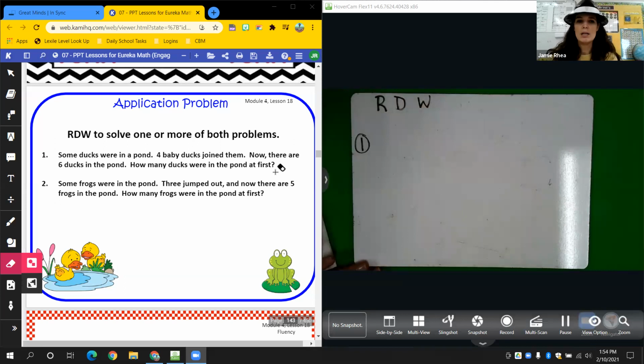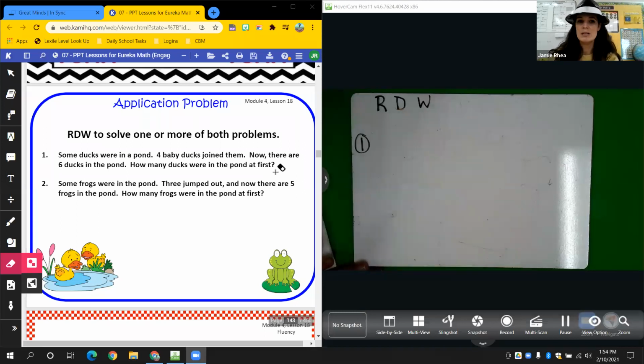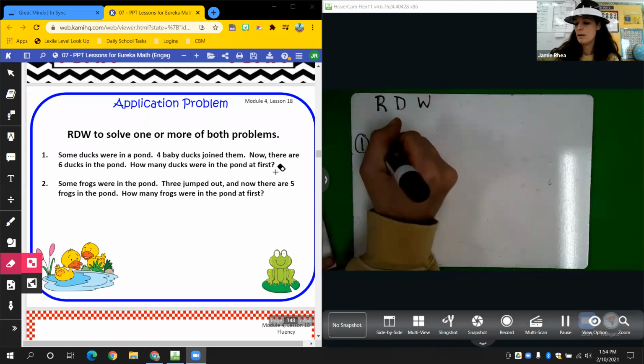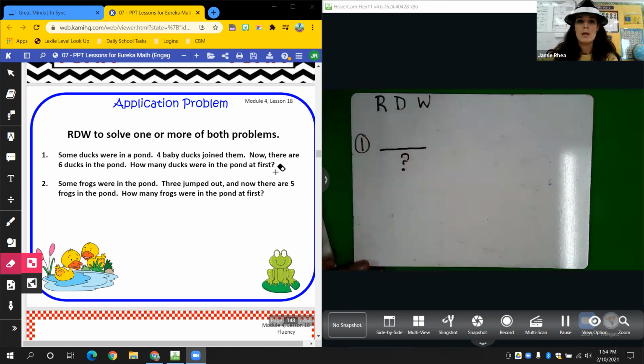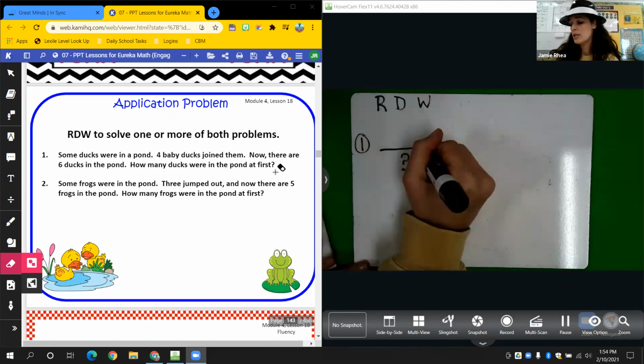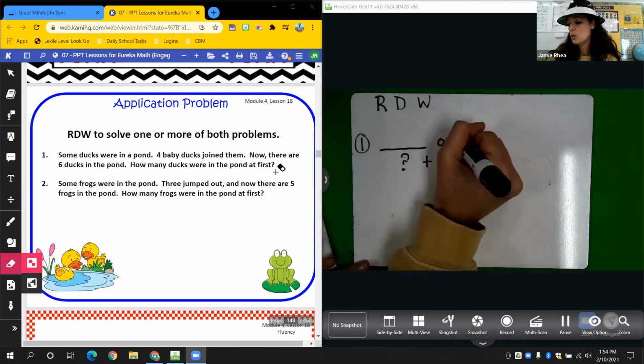Some ducks were in a pond. 4 baby ducks joined them. Now there are 6 ducks in the pond. How many were in the pond at first? Okay, so we read. Now let's draw. Some ducks were in the pond. Okay, so we don't know how many. 4 baby ducks join them. So if something is joining it, we're adding to it. So we're going to say plus 4 more. 1, 2, 3, 4.